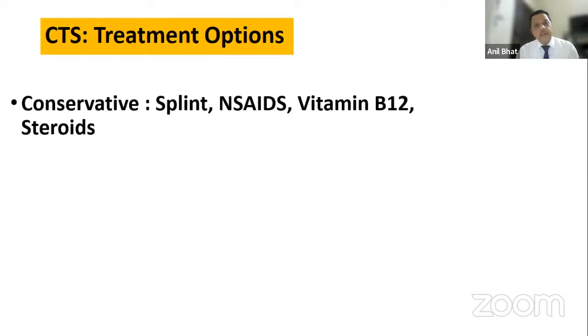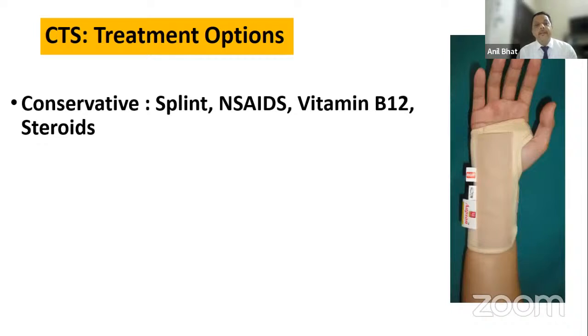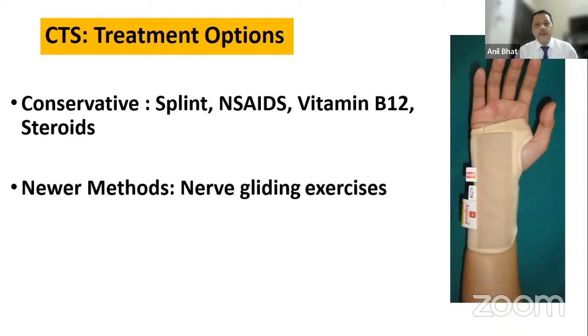Treatment, as I told you initially, is generally the same here. We give a splint at night so that the hand doesn't go into extremes of position, either dorsiflexion or palmar flexion. It is kept in the neutral position. We add vitamin B12 and sometimes local steroids, ultrasound guided, if the patient is not ready for surgery. Nerve gliding exercises are taught to the patient.